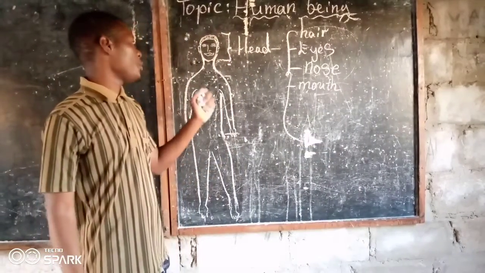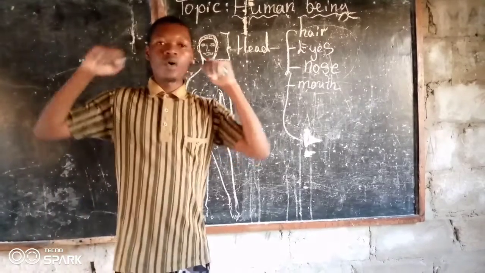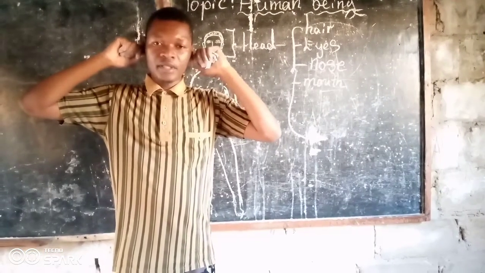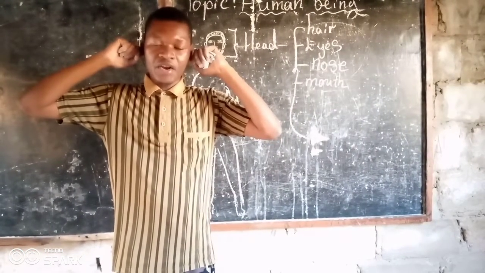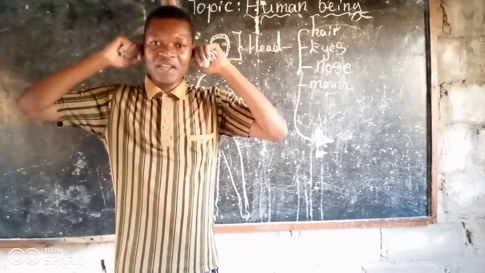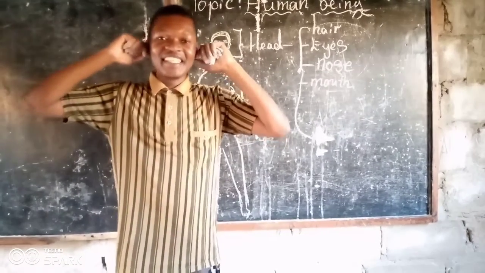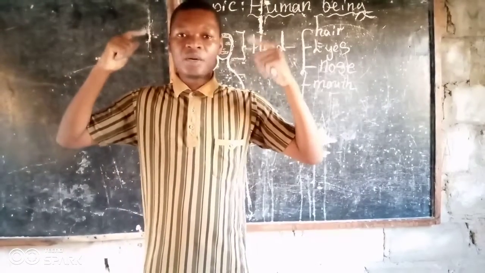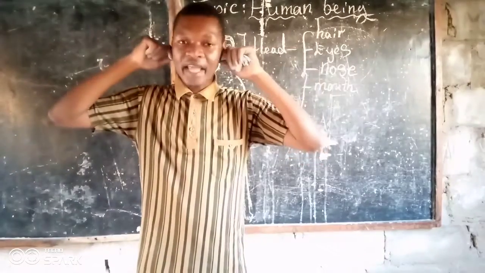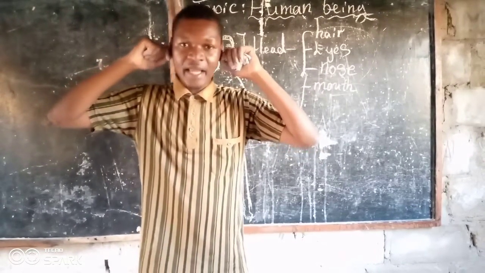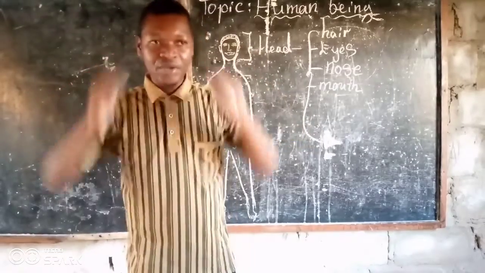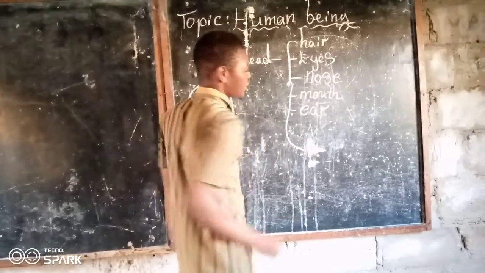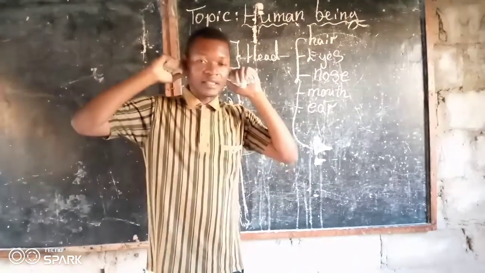And then the last one we call ear. Let everyone touch here. Say ear, ear, ear. It is the thing that we use to get sound from outside, right? When there is a sound we get it from here, right? Again, ear. Okay, we write ear. This is an ear.